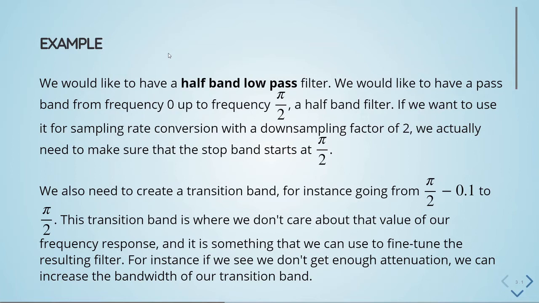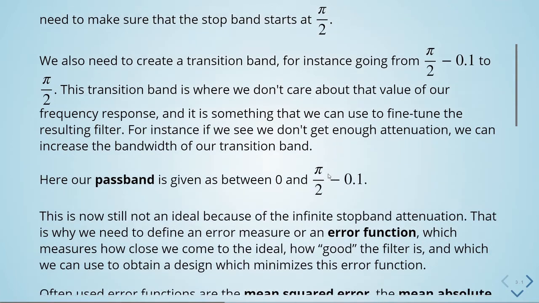We also need to create a transition band, for instance, going from pi divided by 2 minus 0.1 to pi divided by 2. So this transition band is where we don't care about the value of our frequency response, and it's something that we can use to fine-tune the resulting filter. So for instance, if we don't get enough attenuation, we can increase the bandwidth of our transition band.